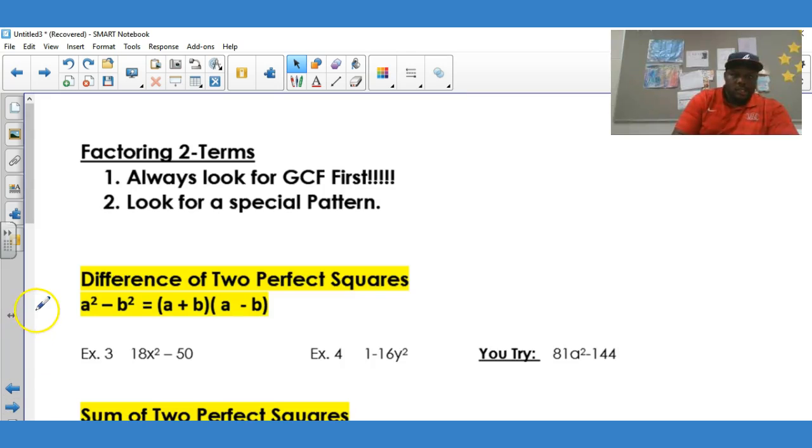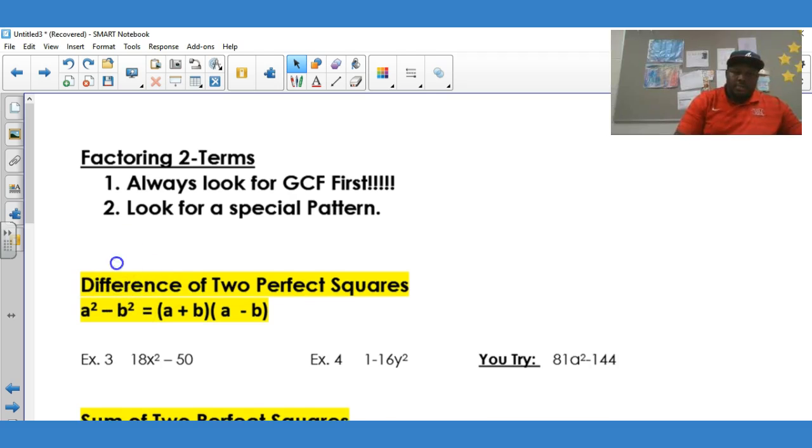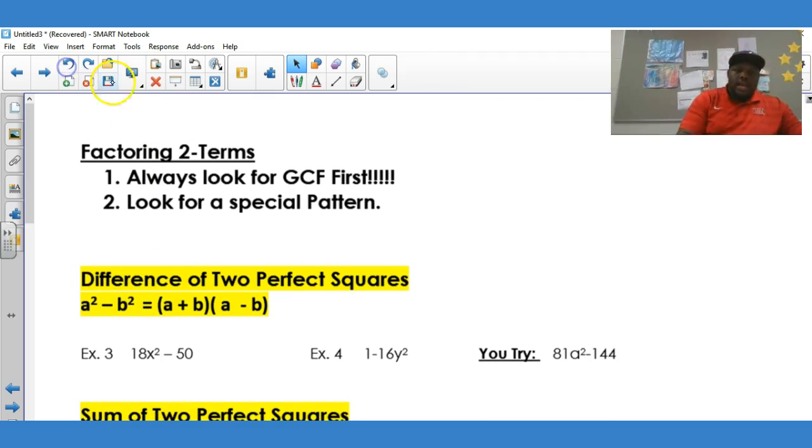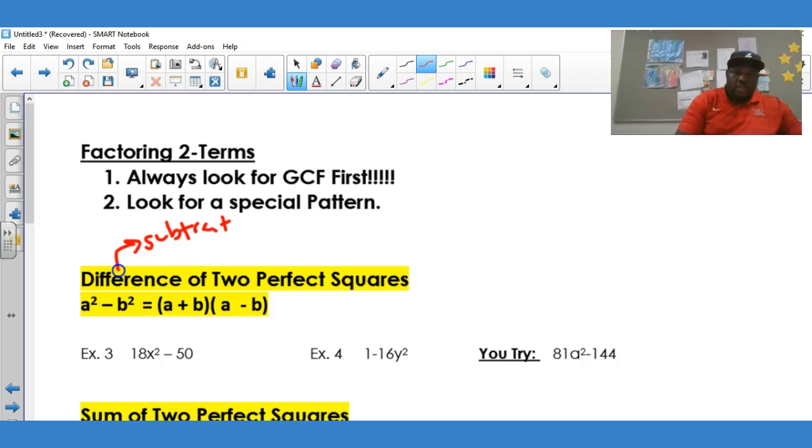All right, factoring 2 terms. Always look for the GCF and look for special patterns. The first special pattern, which is really easy to remember, guys, is the difference of 2 squares. Now, first, when you look at it, a squared minus b squared, difference means subtraction. So write this down. Difference means subtraction. So that's the first thing you look for.